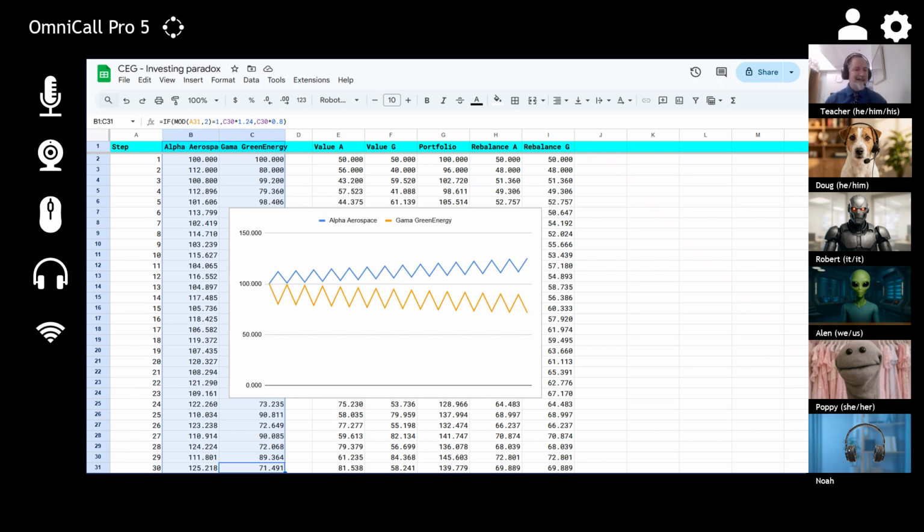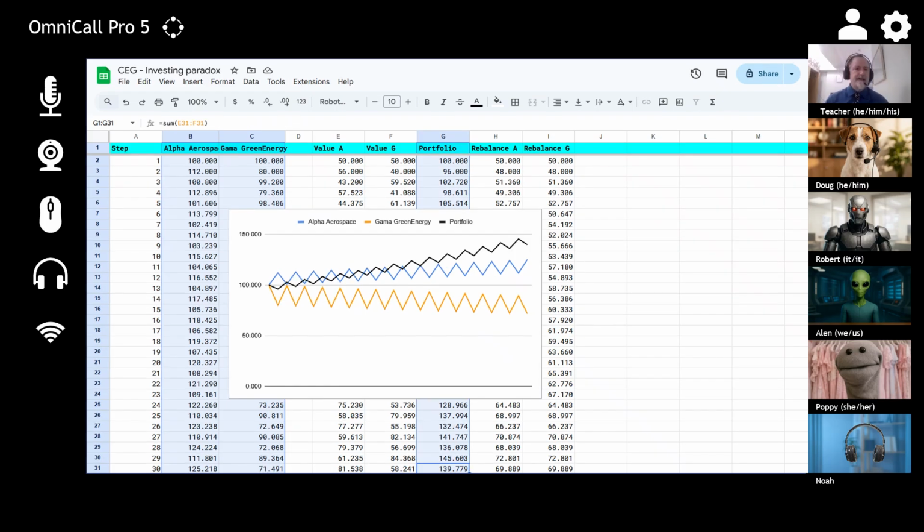If we put them together, Alpha Aerospace and Gamma Green Energy comes to here. Now, as you can see, the up and down swings, they've stabled out some, and we're taking advantage by that rebalancing effect that breaks the distributive rule in this way.